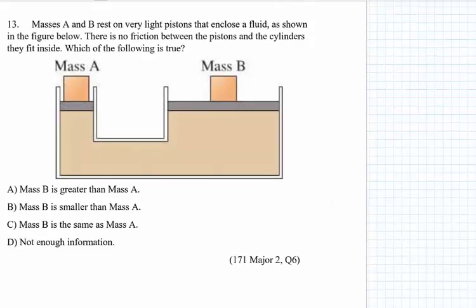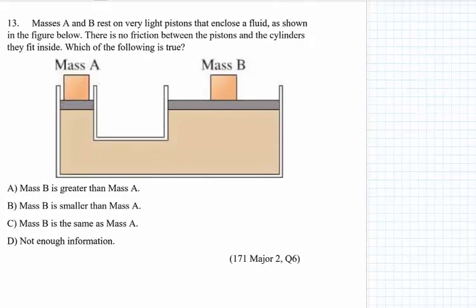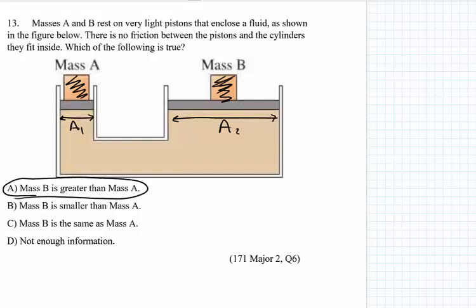This one is Pascal, question 2. Masses A and B rest on very light pistons that enclose a fluid as shown in this figure. There is no friction between the pistons and the cylinders. Which of the following is true? Before we look at the choices, here we have pistons on two sides. This is a large area and the other one is a smaller area. So if they are in balance, I expect the mass MB to be greater than the mass MA. So I would choose mass B is greater than mass A, because the area here is greater than the area on the other side.